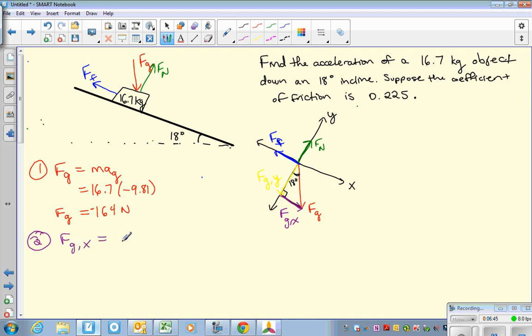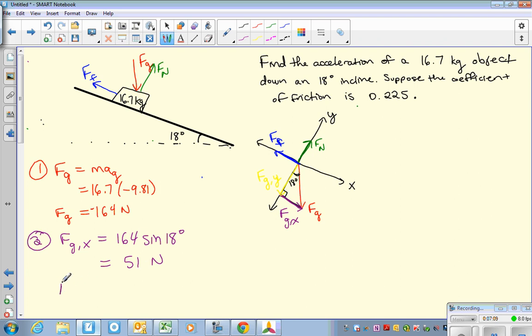And so that's going to be 164 sine of 18. Now 18 has two sig figs, so really our answer should have two significant figures. So this is going to be 51. And because this is moving in the positive x direction, we're going to leave that positive.